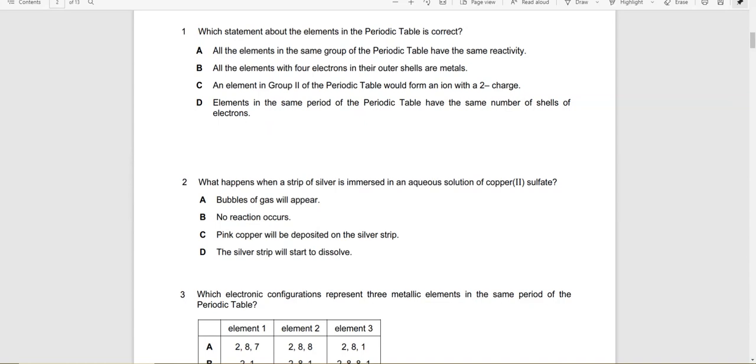Which statement about the elements in the periodic table is correct? All the elements in the same group of the periodic table have the same reactivity? No. All the elements with 4 electrons in their outer shells are metals? No, they can't be metals. An element in group 2 of the periodic table would form an ion with a minus 2 charge? No, it forms a plus 2 charge. It can't be the answer. Elements in the same period of the periodic table have the same number of shells of electrons. So we did this. Same period means same shell. Second period, all the elements in the second period will have 2 shells, all the elements in the third period will have 3 shells, and so on.